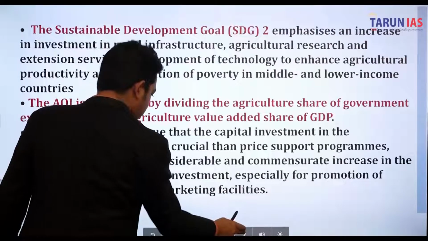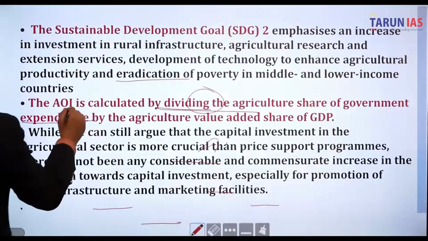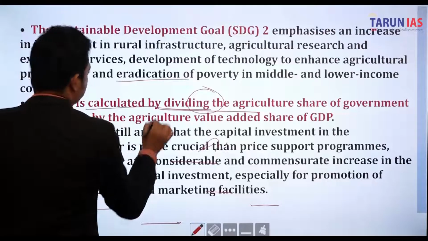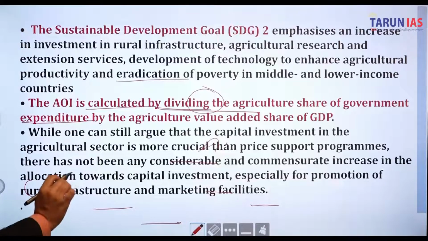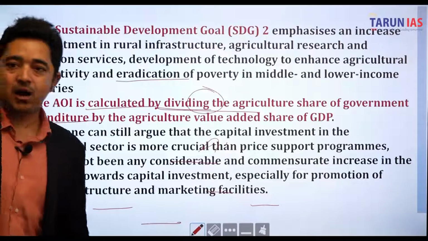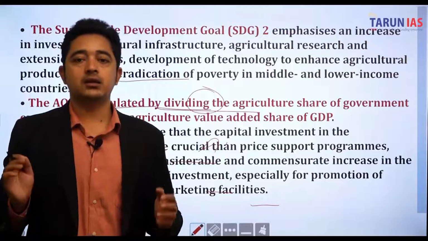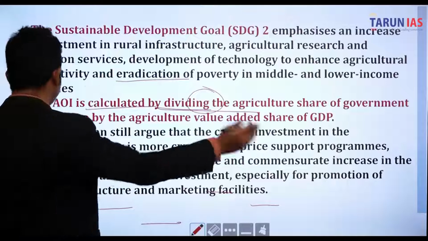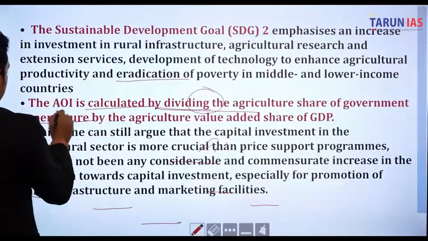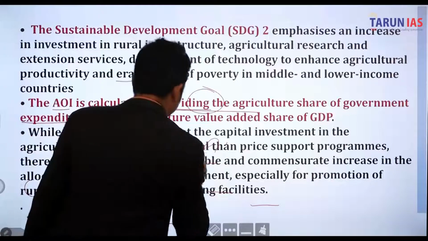So basically what is the work of AOI? AOI is calculated by dividing the agriculture share of government expenditure by the agriculture value added share of GDP. It means the amount of share of GDP in agriculture, and the second thing is the government spending, that is known as AOI. While one can still argue that capital investment in the agriculture sector is more crucial than price support programs.